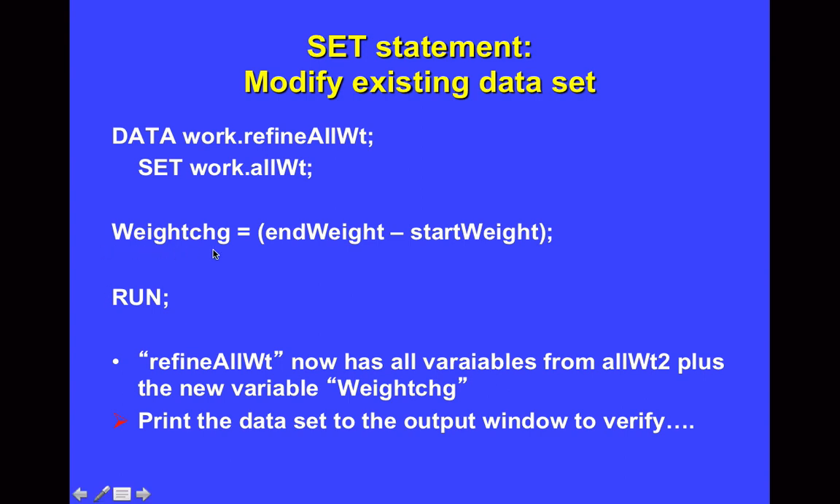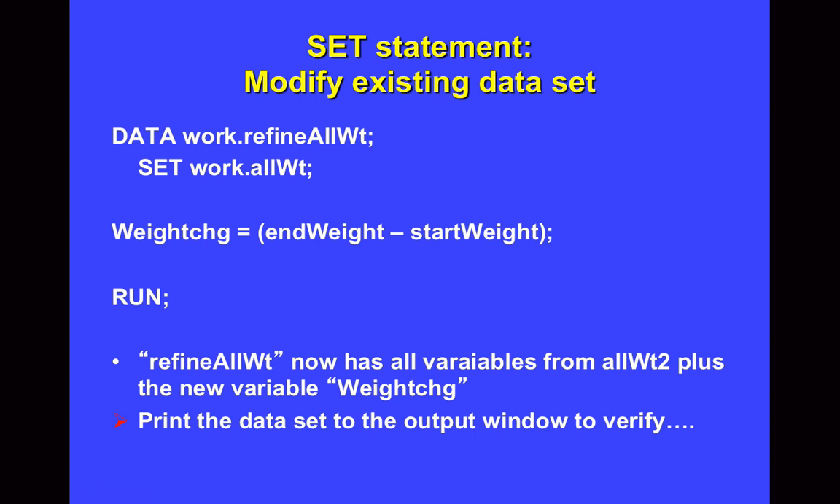And then we're simply going to create a new variable named weight change, or weightCHG, using a basic mathematical operation in which we specify the new variable name on the left, followed by an equal sign, and then the mathematical expression, which will be end weight minus start weight. And you end that with a semicolon, and then we have a run statement ending with a semicolon.